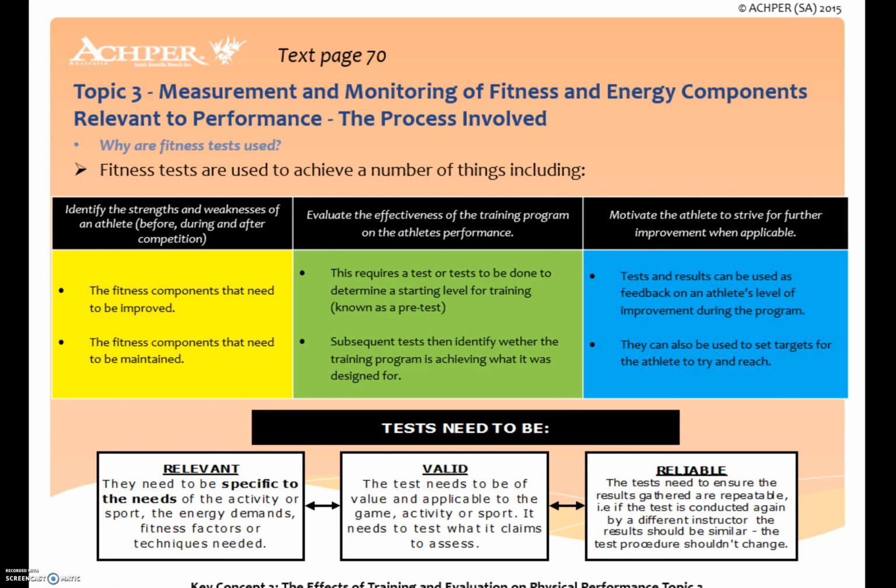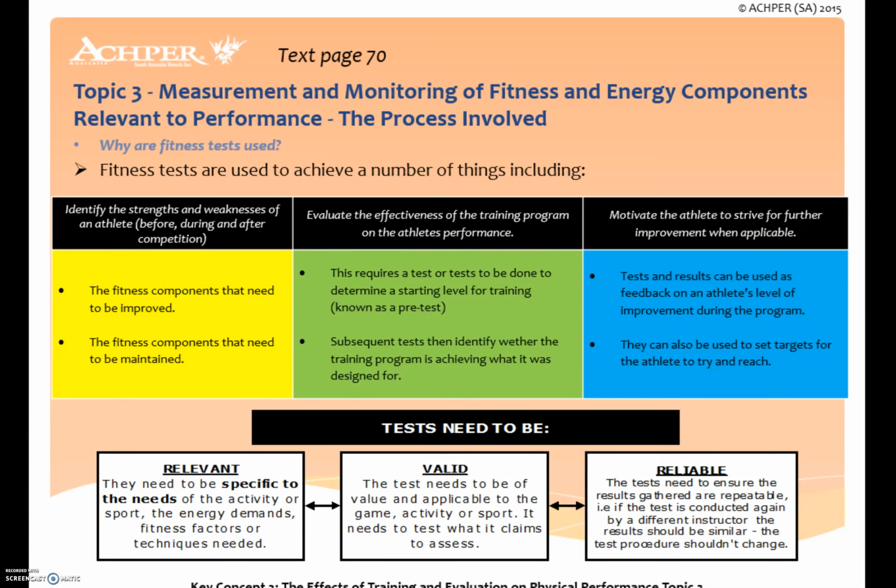So why are these fitness tests used? Now we can see here the 3 different colours. So the first one, the yellow, we're looking at being able to identify strengths and weaknesses of the athlete. So this is before, during and after the competition. So looking at the fitness components that need to be improved and the fitness components that need to be maintained. So what is it the athlete that needs to have improved or maintained?